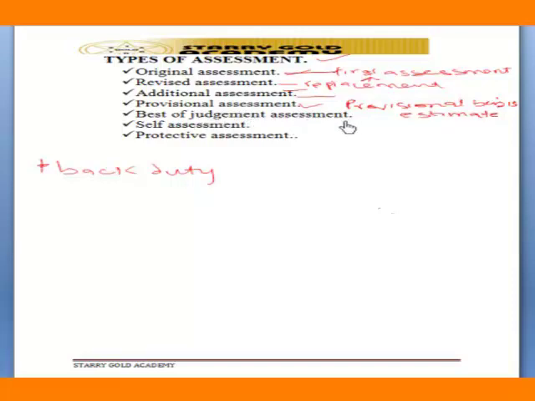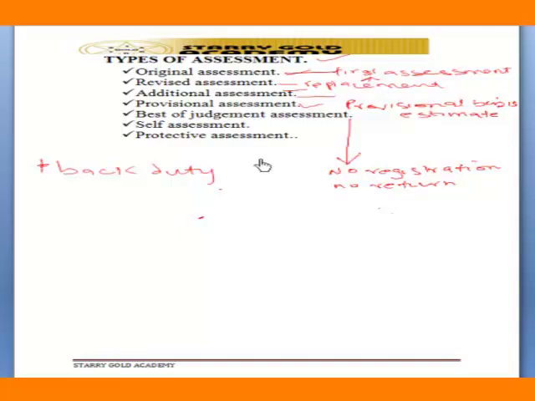Now, best of judgment. This will arise where the taxpayer has either not filed return or is not even registered for tax purpose. So what are we looking at here? Here the taxpayer is not registered. No registration, no return. So where there is no registration as a taxpayer, or the taxpayer has not even filed return, the best of judgment assessment is raised.